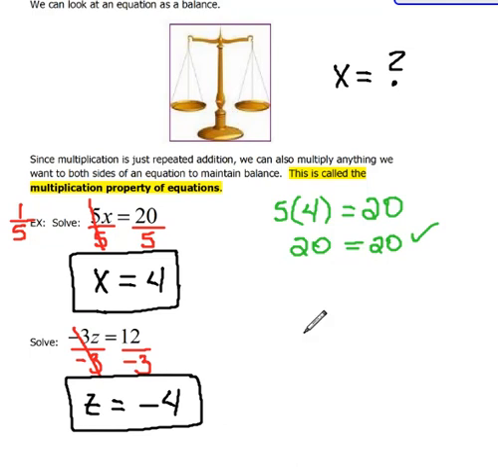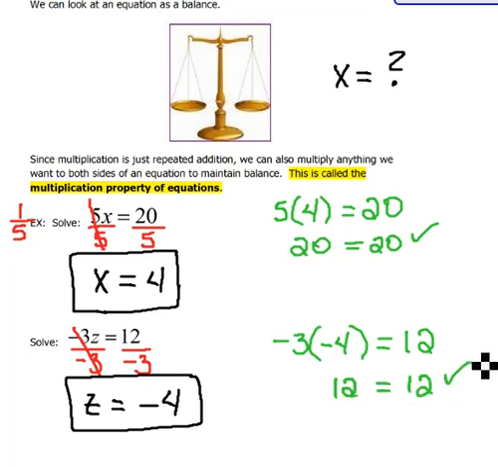And again, we can check this by taking our answer and our solution and plugging it back in place of the variable. So we're saying negative 3 times something should equal 12. Well, we're saying that something should be negative 4. Is negative 3 times negative 4 a positive 12? It sure is. So this checks.